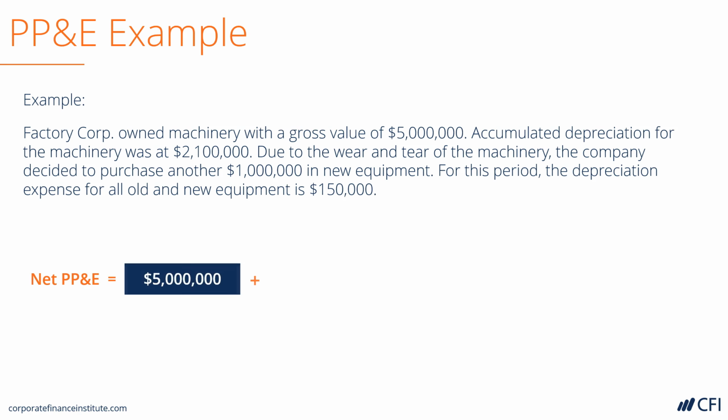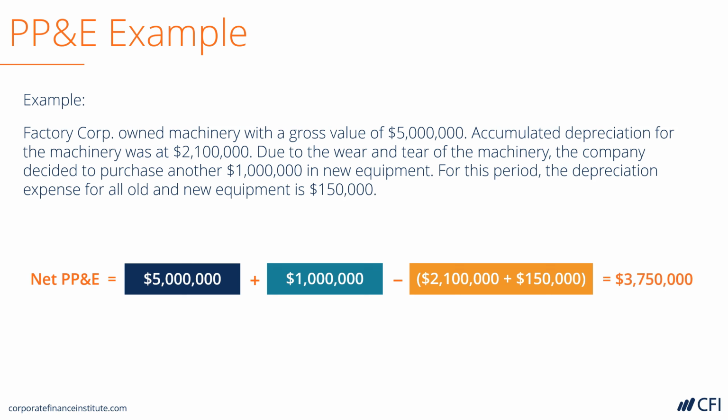Let's calculate the net PP&E. You take the initial $5 million, add the reinvestment or CapEx of $1 million, and then deduct 2.1 of past accumulated depreciation, plus the current period $150,000 of depreciation. So the net PP&E that goes on the balance sheet is $3.75 million.